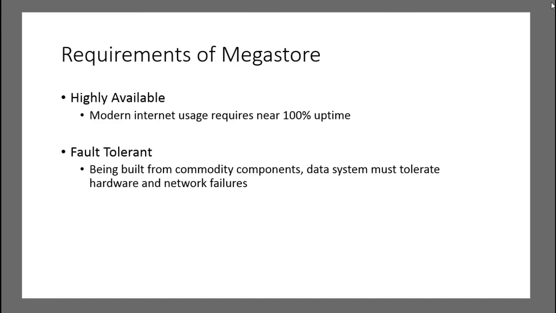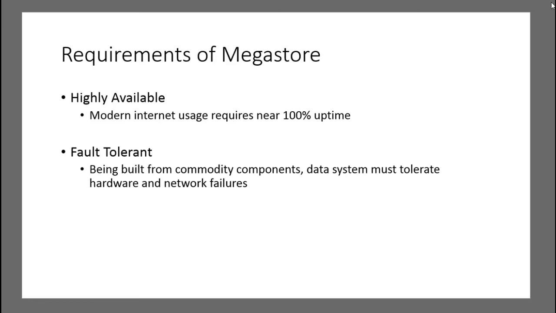Megastore also needs to be highly available. Going with the Google Documents example again, if you go to write a document or look at a document and Google Documents is unavailable, you either can't do your work or you're going to find a competitor and use some other service. That's lost money, that's lost clients, that's just bad for business. So Megastore needs to have high availability and high uptime.